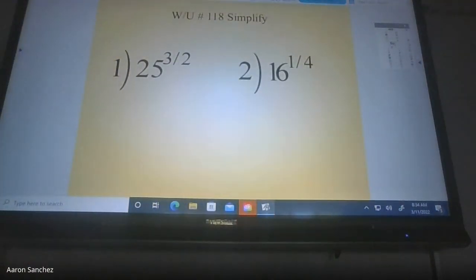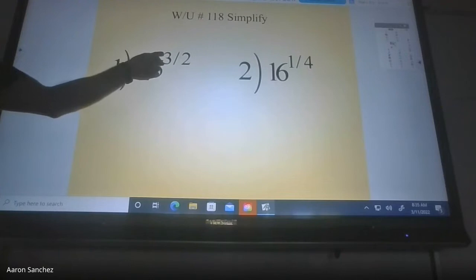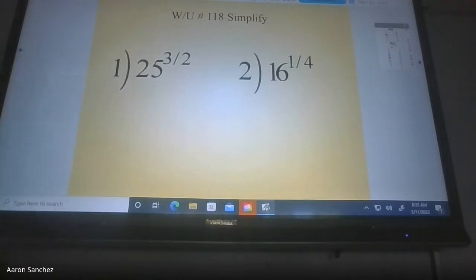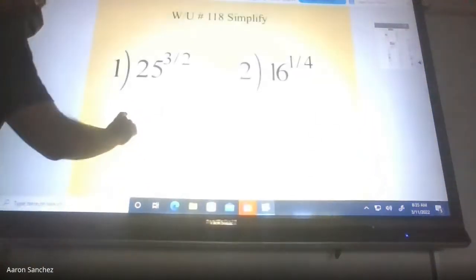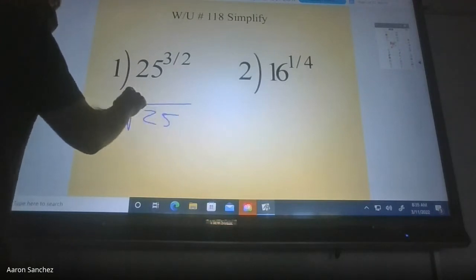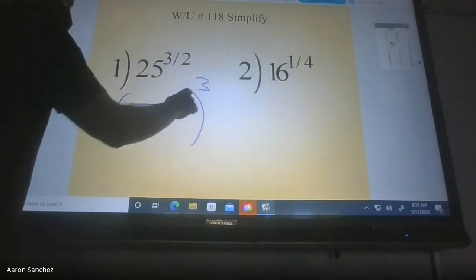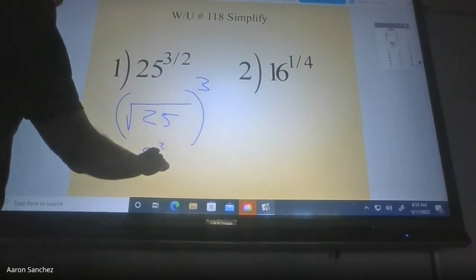Let's rewrite this the way it's supposed to look, and then we'll simplify it, right? Remember, this is the index, that is the exponent, right? So, and then real easy. When I say real easy, if I can get rid of the index first, the root part, this is 25, and then we cube it, right? I'd get the square root of 25 first, which is 5, and then we're just at 5 cubed, right?